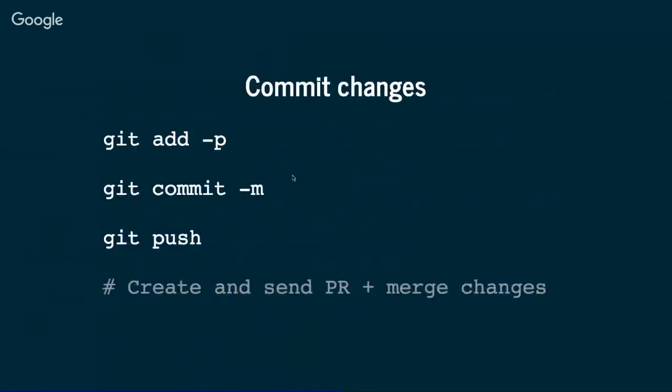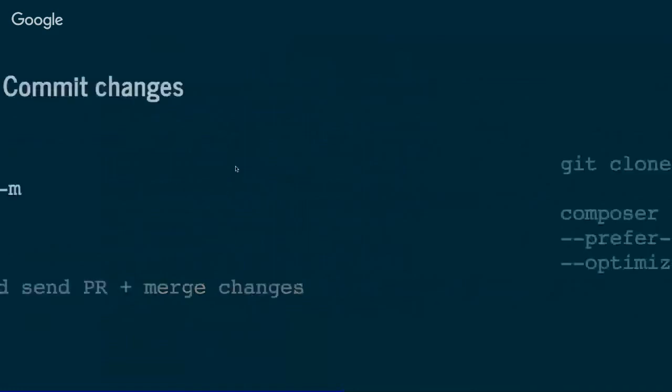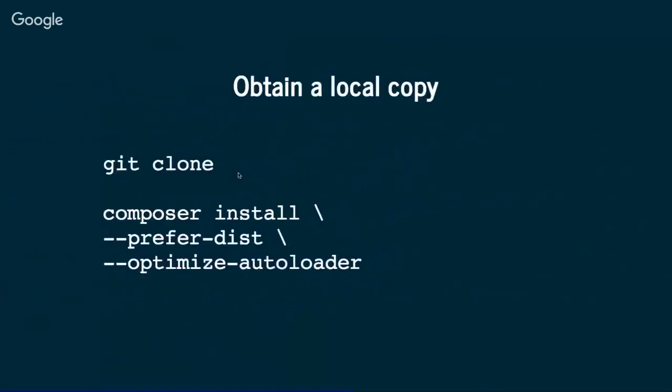And same approach as before: git add, git commit, git push, and set up pull requests, merge the changes, and we have something like this. How will the rest of the team get this on the local copy? As before, git clone and then composer install. The composer install will take care of reading our composer lock file and downloading all of our dependencies.